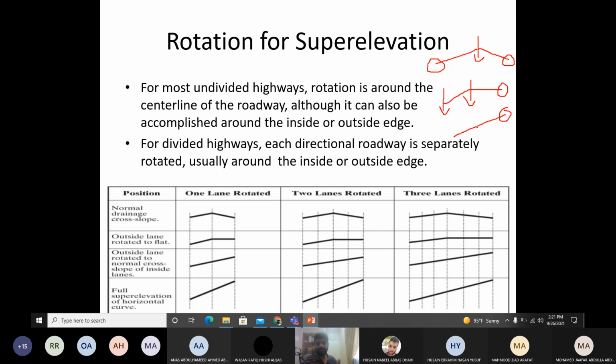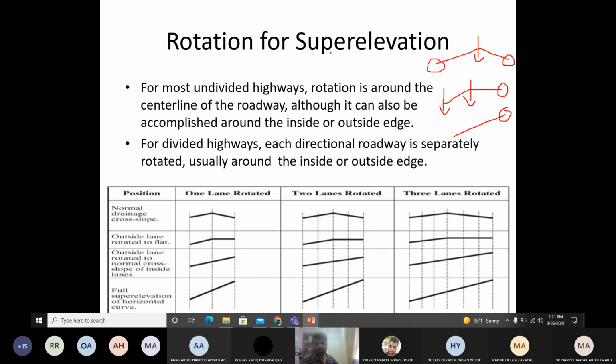For divided highways, meaning between the two directions you have a separation, either in the form of a median or a barrier or something, you can do rotation around the center line, the outside edge, or the inside edge, but it will be done for each direction separately. So each direction will be like a separate road for you. When you are designing the super elevation, you will take each direction without considering the other direction.